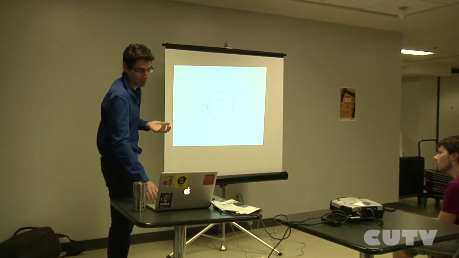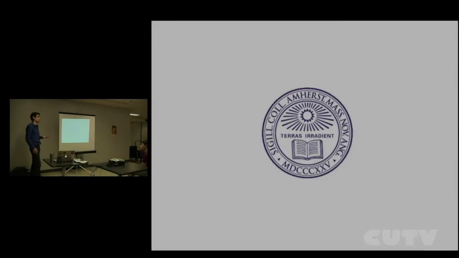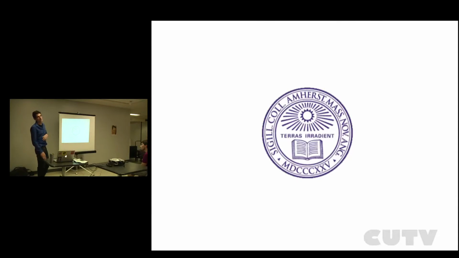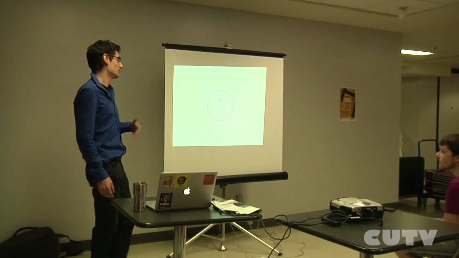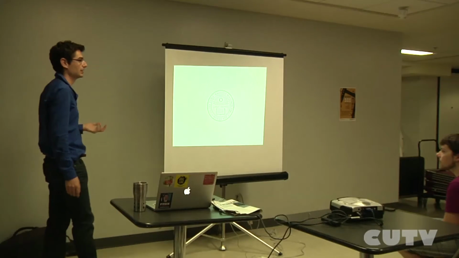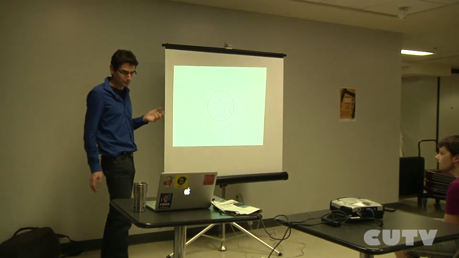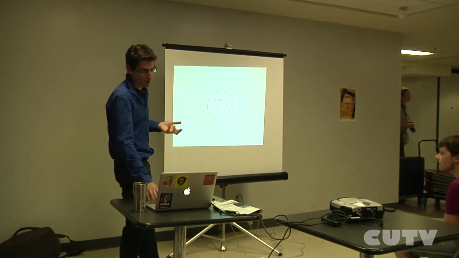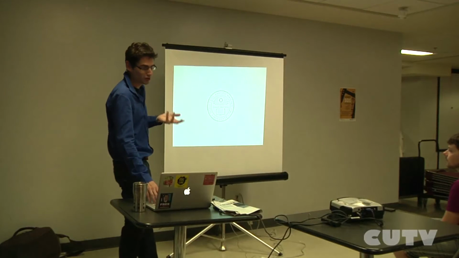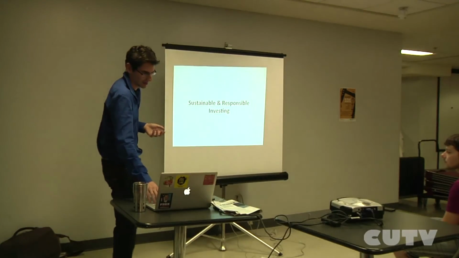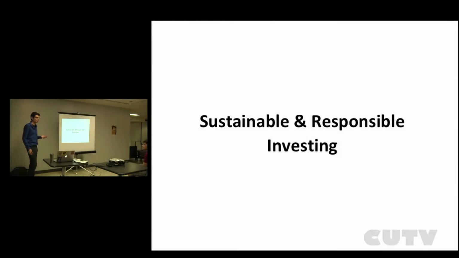So we want to do what Amherst College has done in the United States. Students there were pushing to have an advisory committee for socially responsible investing of their endowment fund, and they succeeded in having it. They also have student representation on it. And what we want to see Concordia adopt, very similar to Amherst, is sustainable and responsible investing. This is a type of investment that's becoming very, very popular.